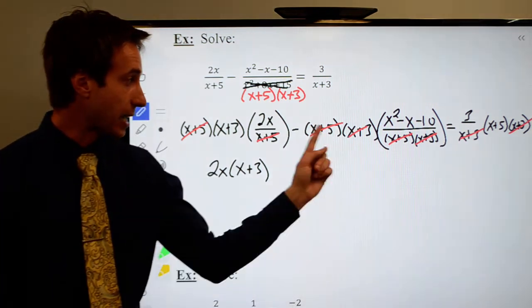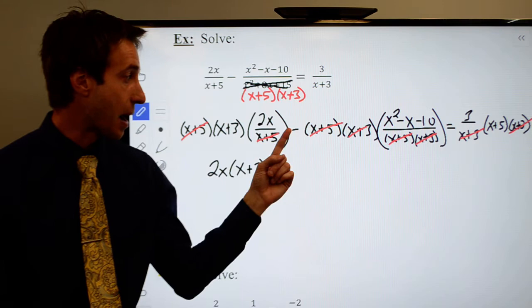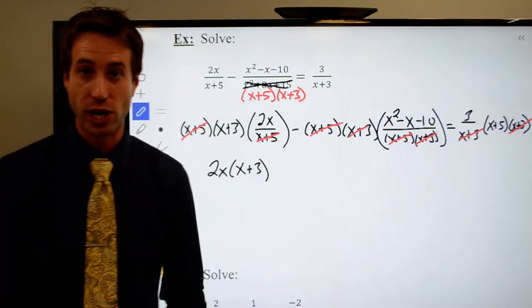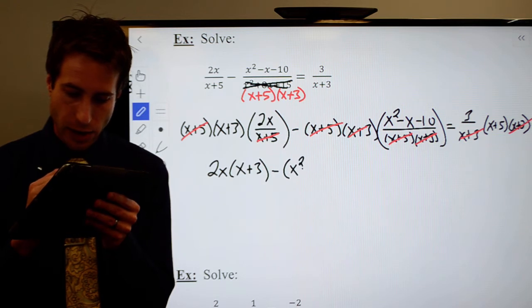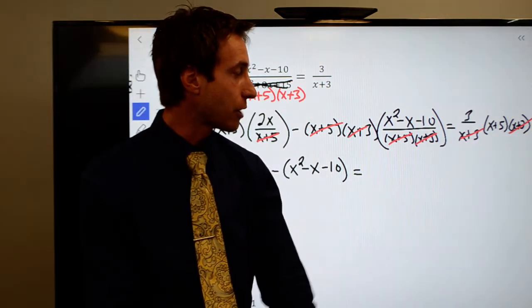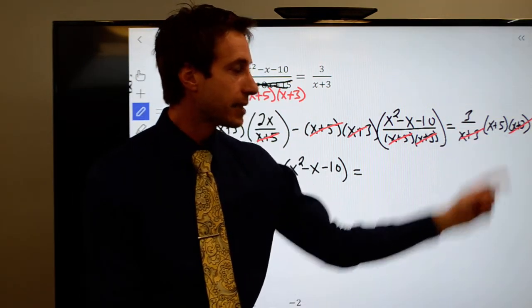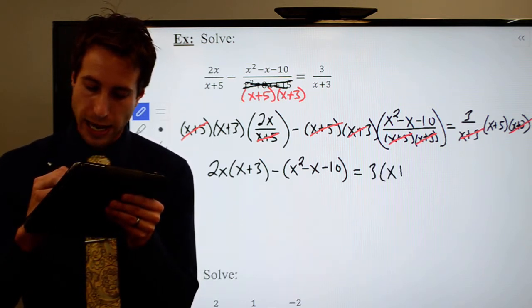Everything dropped out. X plus 5, gone. X plus 3, cancels each other out. So I have a minus and then just that numerator. So negative x squared minus x minus 10. On the other side, the x plus 3's dropped out, so all that's left is the 3 times the quantity x plus 5.